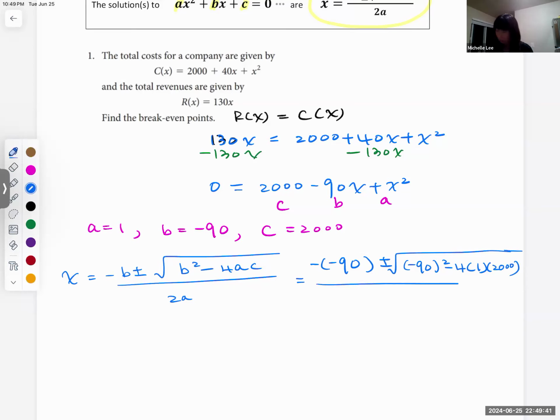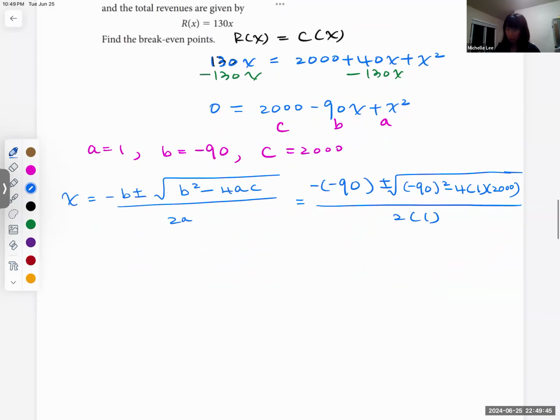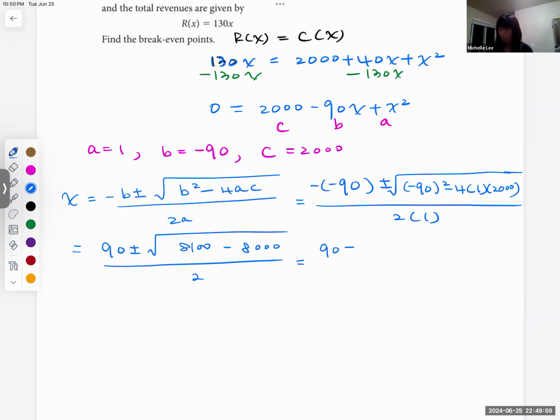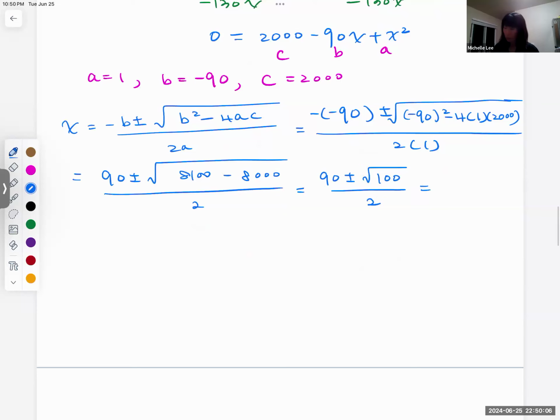Okay, all over 2a, which is 2 times 1, right? So that will be positive 90 and 8100 minus 8,000 all over 2a. That is 90 plus minus the square root of 100. Luckily, we get a nice number. So the square root of 100 is 10. So 90 plus minus 10 over 2.